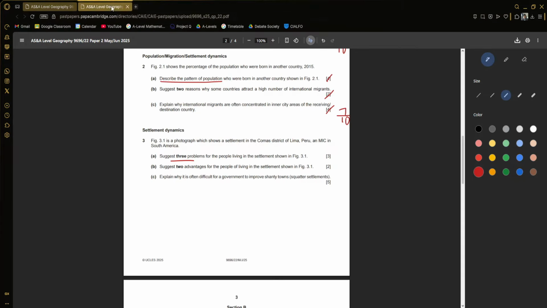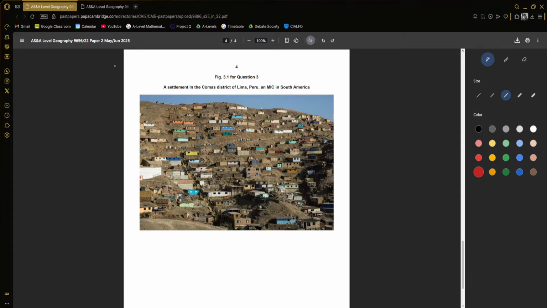And yeah, but then there's just 2 advantages for people living in settlements. So there's 2 marks, and you get 2 marks for 2 reasons. And you can talk about how the land is cheap, right? Obviously, shantytown areas are undesirable, so the land is almost free. It's almost free for you to develop, and you can kind of claim as much land as you want.